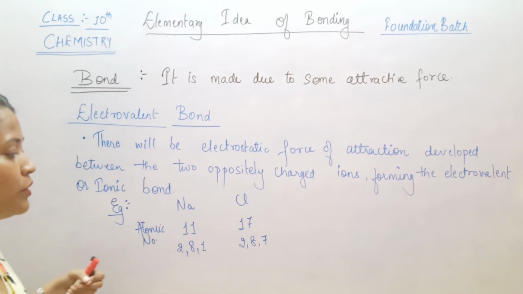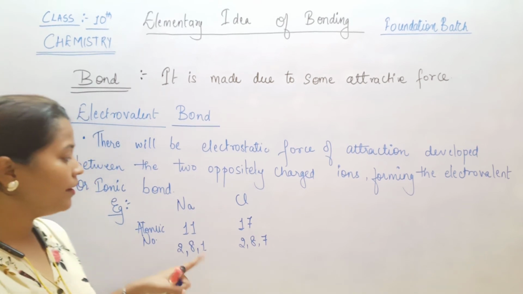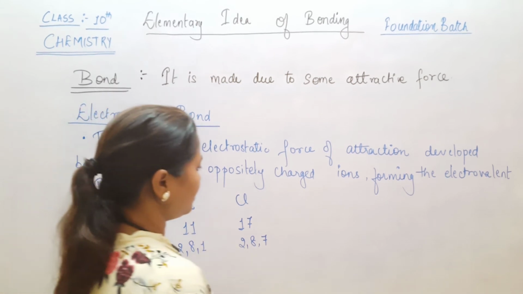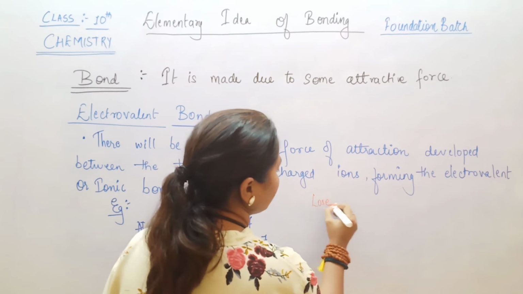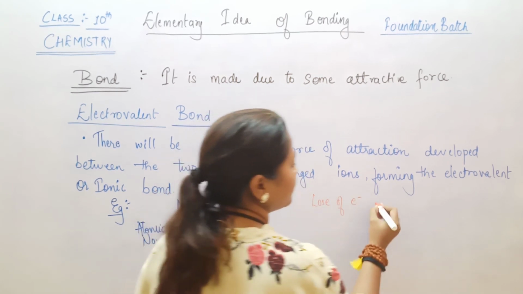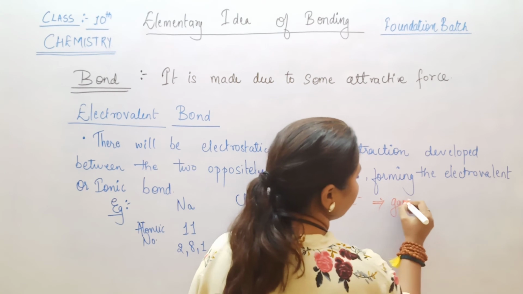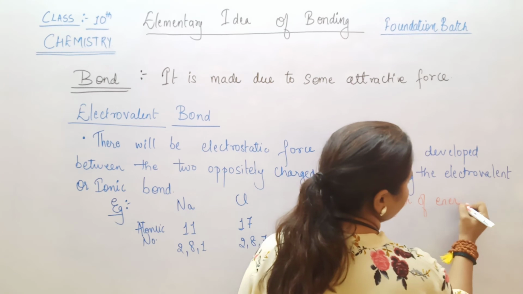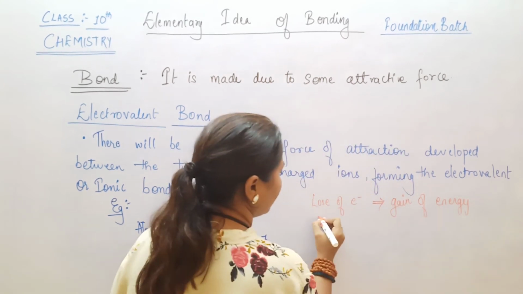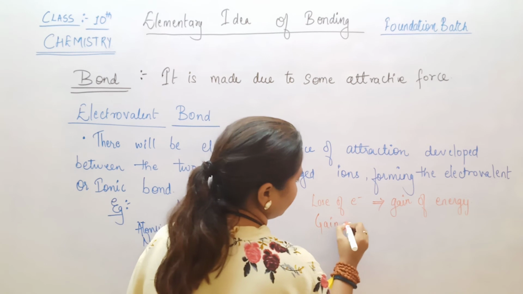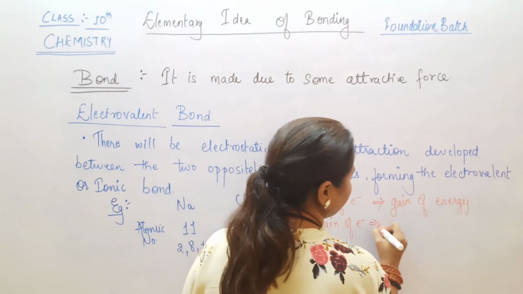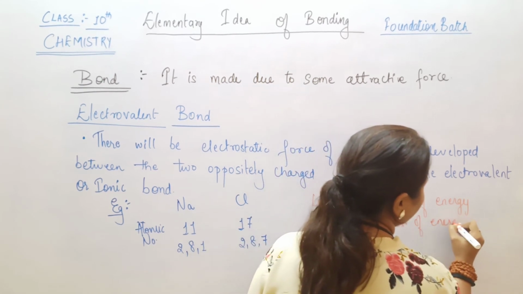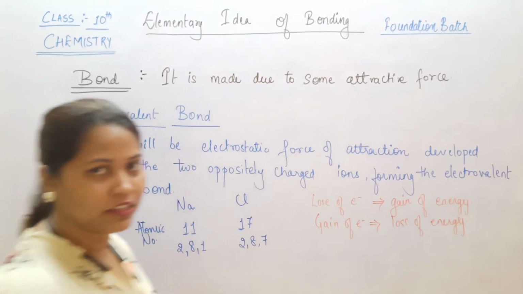ठीक है. I have already told you about the energy change. ठीक है. Whenever I will just write here कि loss of electron, मतलब gain of energy. Similarly, gain of electron is loss of energy. You can make note of it. We have seen in the second session itself.